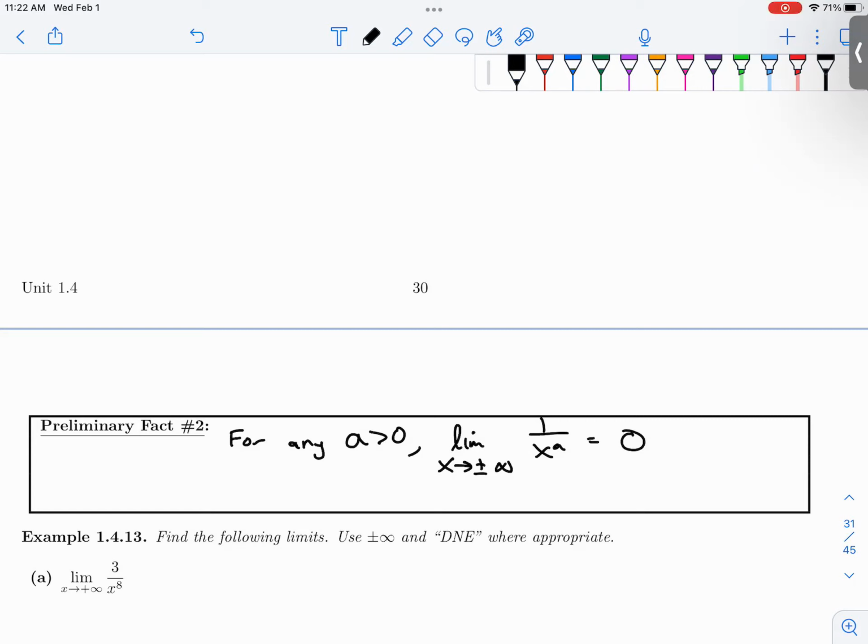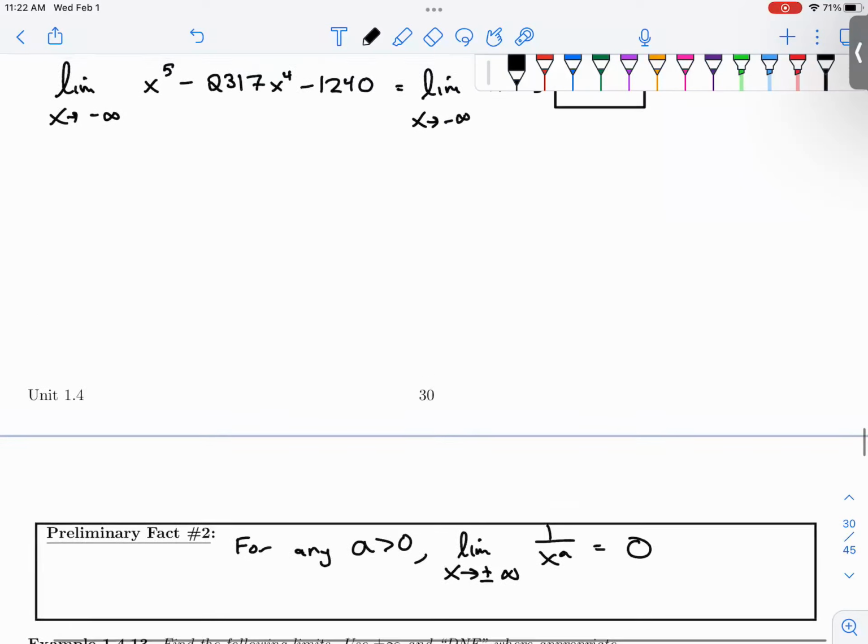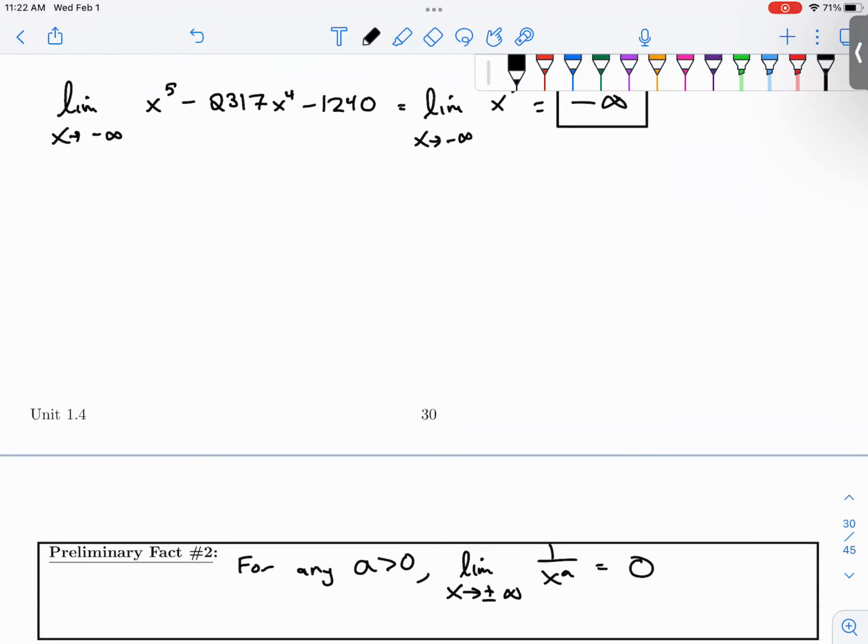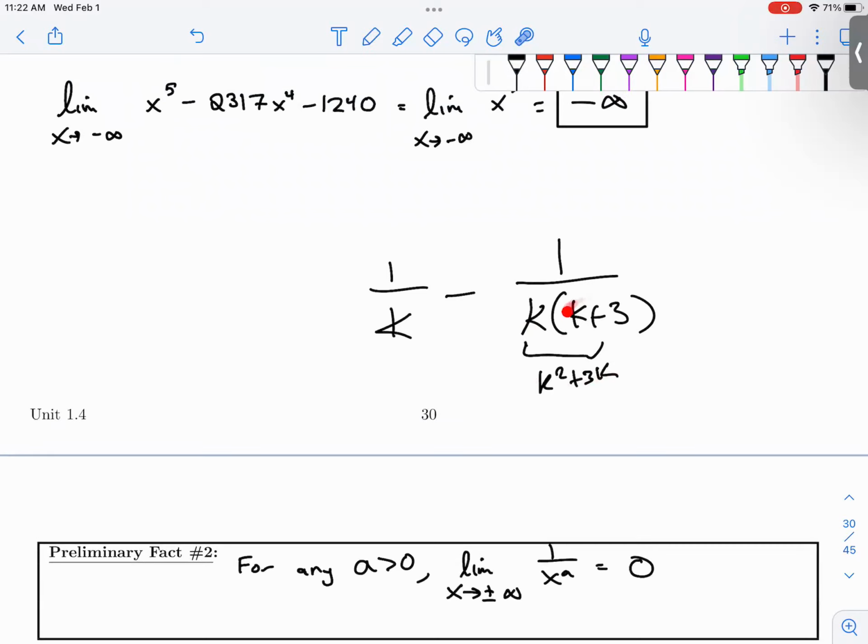Let me write it down so you can see what I mean. You've got 1 over k minus 1 over k times k plus 3. Does that make sense? This is k squared plus 3k. So this term already has a factor of k in it, so you don't need to multiply it by anything. All you need to do is get this term to have the common denominator, so you only need to multiply this by k plus 3 over k plus 3. Does that make sense? Yes. So that'll fix everything.